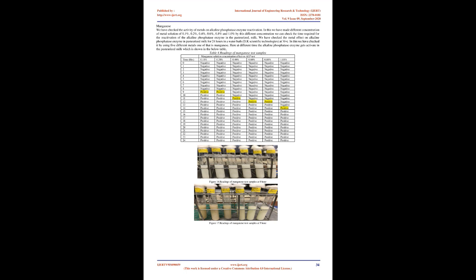In this we have checked it by using 5 different metals, one of that is calcium, Samir Tech Chem Private Limited, 910,443. Here at different times the alkaline phosphatase enzyme gets activated in the pasteurized milk, which is shown in the below table. Table 6. Readings of calcium test samples. Calcium solution concentration effect on ALP test.